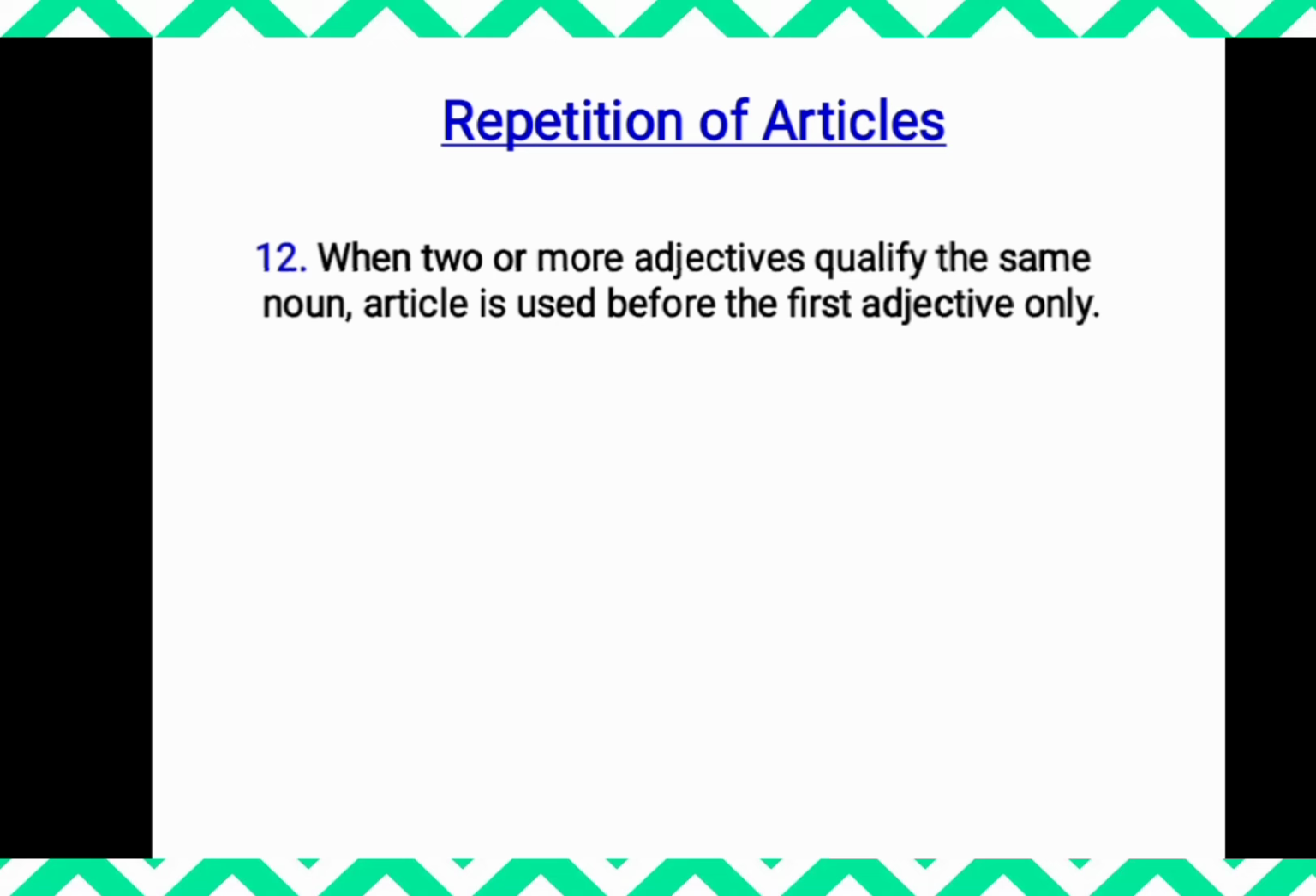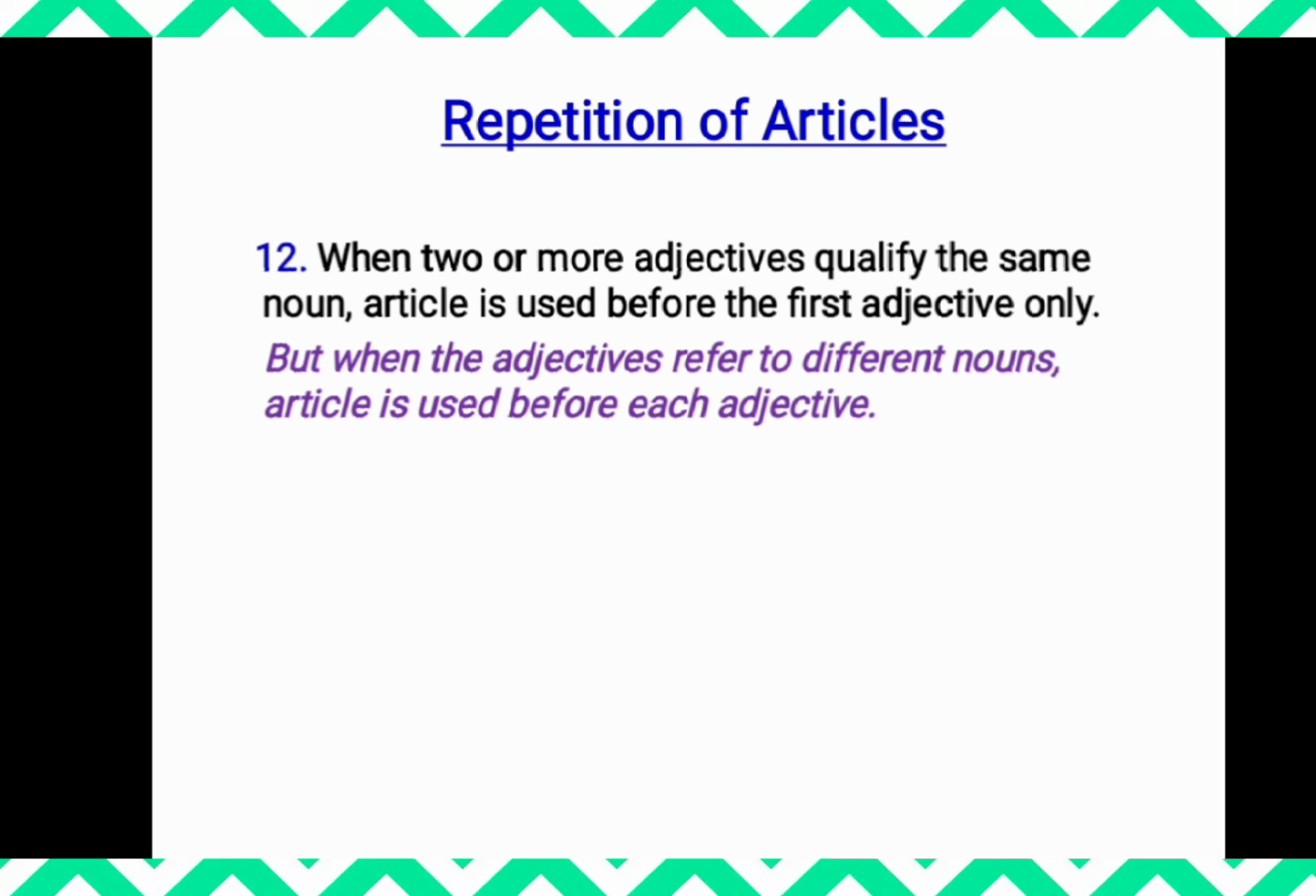That is rule number 12. When two or more adjectives qualify the same noun, the article is used before the first adjective only. Secondly, when the adjectives refer to different nouns, the article is used before each adjective. Okay, we have some examples according to this rule number 12.